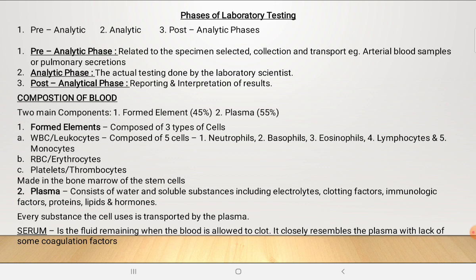Now, in hematological tests, basically it is the test done on the blood and its components. So, the composition of blood. What are the components of blood? Two main components, that is a formed element and the plasma element. Formed element is of 45% and plasma is of 55%.